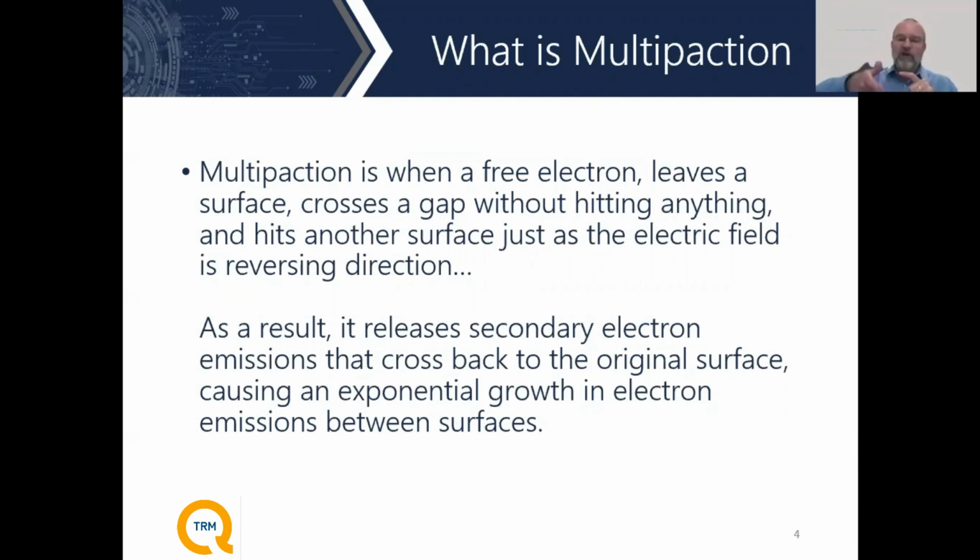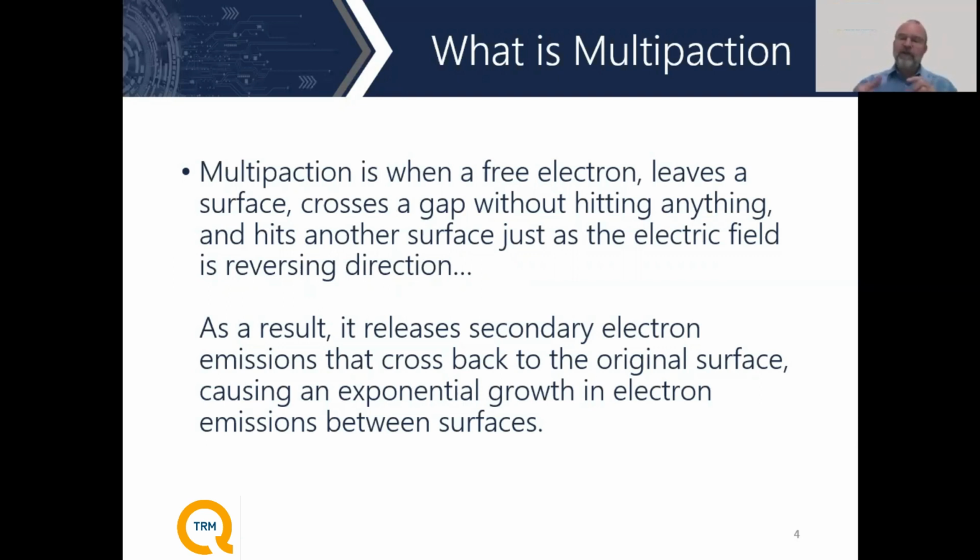And it reverses direction at the same time that the free electron arrives at the other electrode. What happens then is that if you picture a ball or something dropping onto dirt, a little dust cloud comes up. That little dust cloud, in essence, in my analogy, is other electrons being released from the secondary plate that are reflected back towards the first plate.